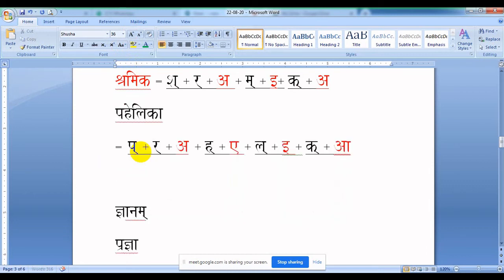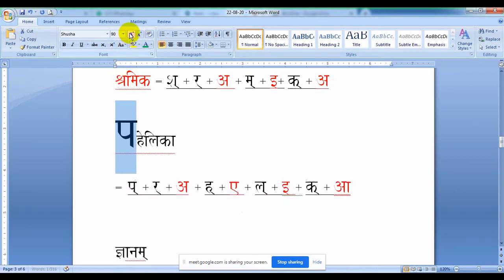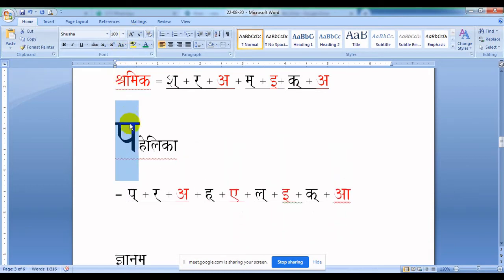Very simple, pa. We know this letter pa. But when you make this cross line, one cross line, it will be like this. See the difference between pa and pra. Pra means pa half plus ra half, and a pra.